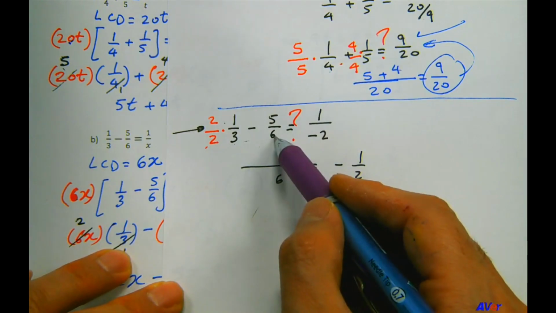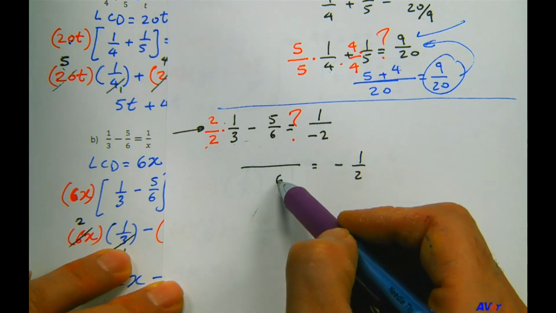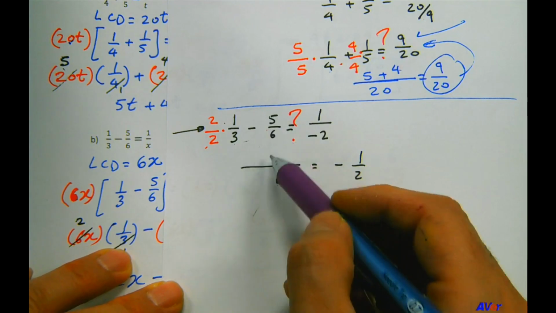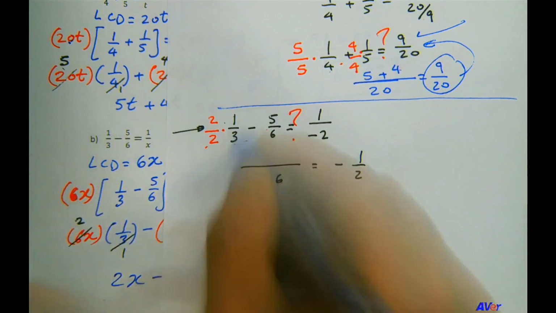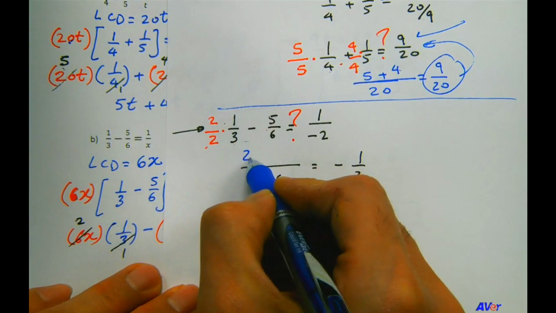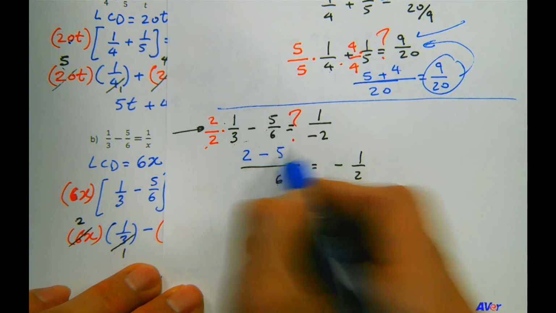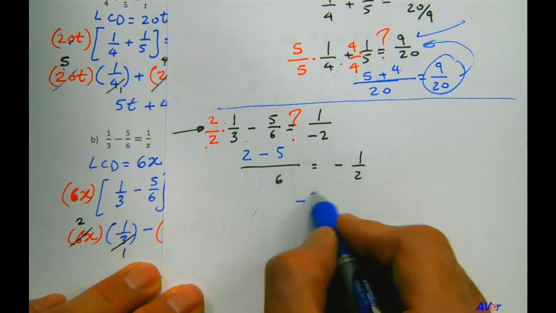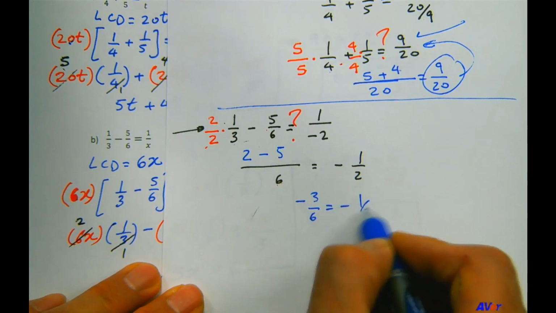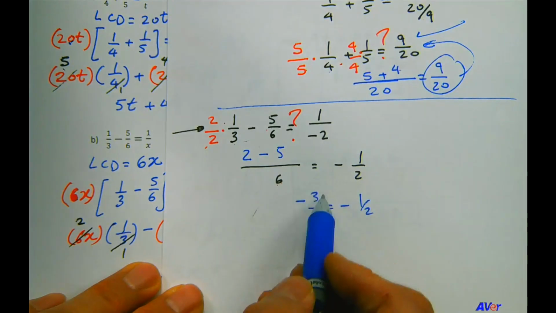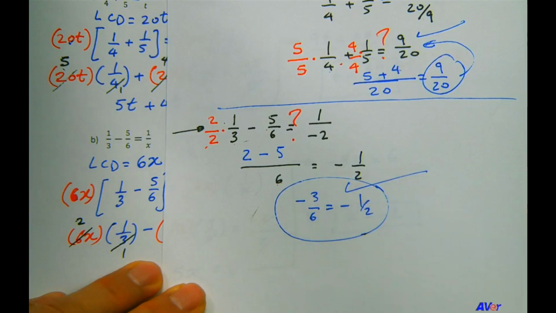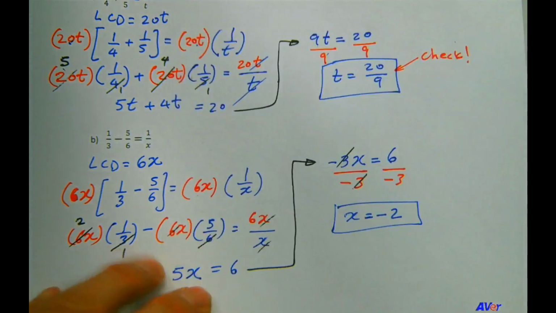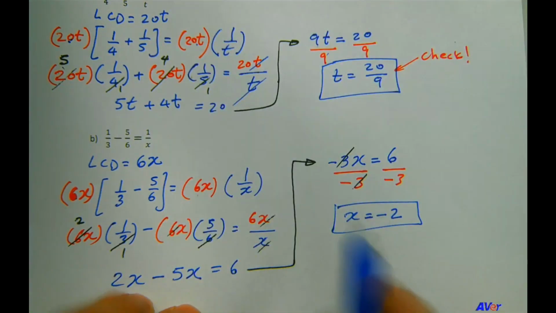Now let's look at this denominator. Is that equal to the common denominator? Yes. Then do we need to do anything here? No. We leave it alone because it has a denominator equal to the common denominator. So 2 times 1 minus 5. That is equal to minus 3 over 6. Is that equal to negative 1/2? Are the left and the right sides equal to each other? Yes. Minus 3 over 6 is minus 1/2. So it checks out. So we can accept that x equals minus 2.